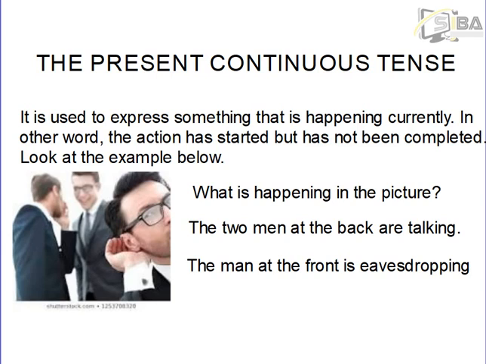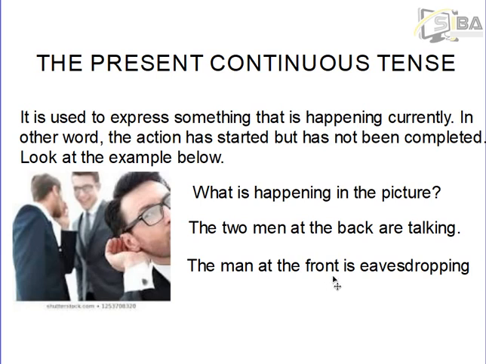So let us look at the picture below and then answer the questions that we have over here. And we'll use that to remind us of what the present continuous tense is. So look at the picture. What is happening in the picture? Now, the two men at the back are talking. They are talking. It means they have started the process of talking. They haven't finished the process of talking. So we use the present continuous tense. The two men at the back are talking.